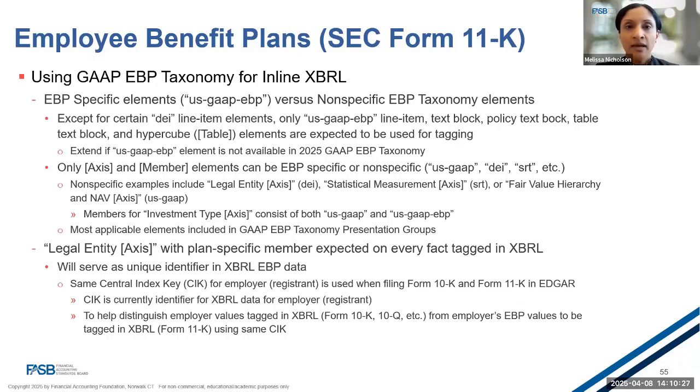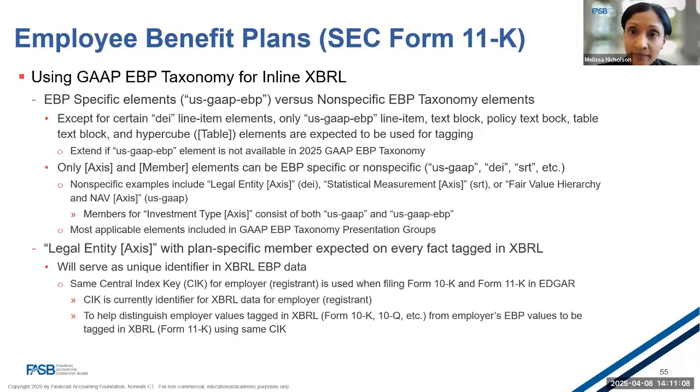When it comes to the elements that are to be used for tagging the employee benefit plan information in the Form 11-K, the expectation is that just a certain set of line item elements from the SEC DEI taxonomy are to be used, but otherwise only US GAAP EBP specific line item elements, text block elements, policy text block elements, table text block elements, and hypercube elements, which are those elements that end in the word table, are expected to be used. And if you are not able to find one of these, the expectation is that you should extend.